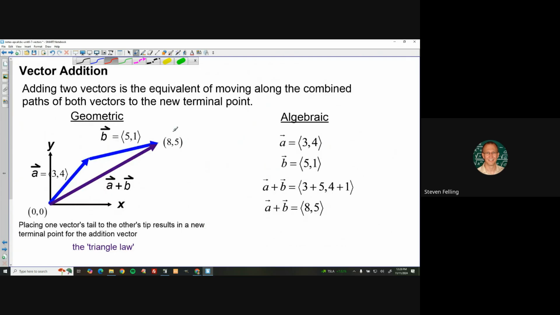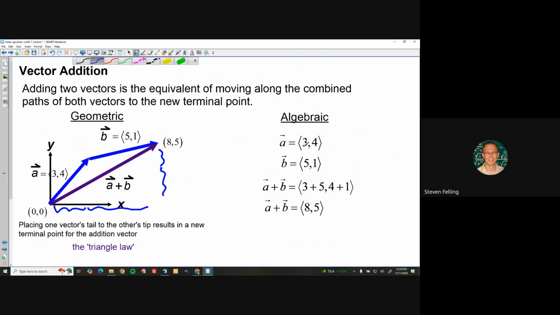What happens if you add two vectors? Let's say we have the vector 3, 4, which we can call vector A, and the vector 5, 1, which we can call vector B. What happens if I add them? Well, you've translated a total of 3 plus 5, or 8, and a total of 4 plus 1, which is 5. This suggests that we can simply add the components, and this is what we do.